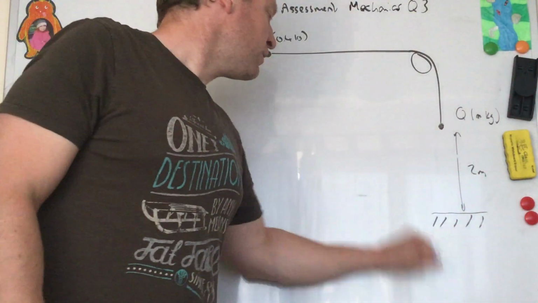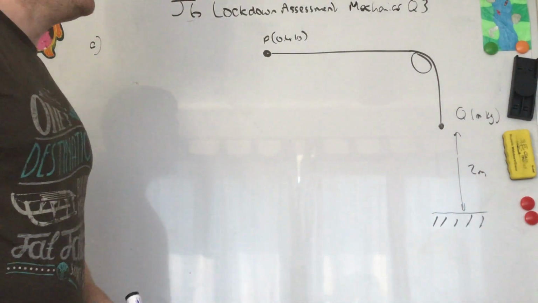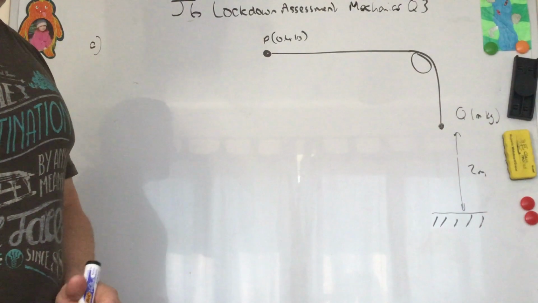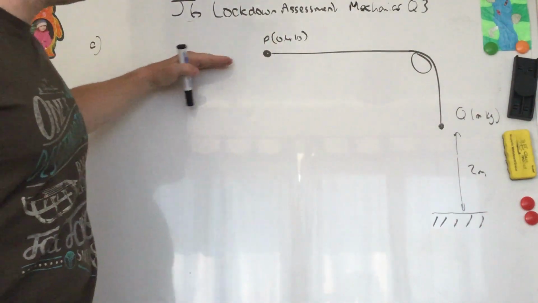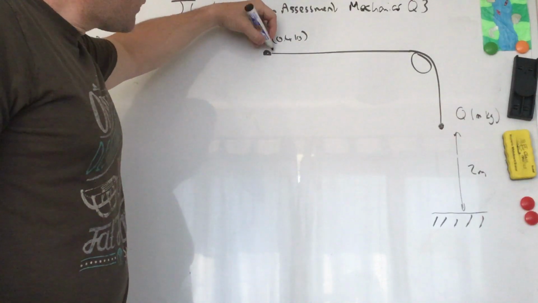Okay, question 3, quite a nice pulley question as they go. It caused a little bit of confusion with some people, so it's worth blasting through it. So P's got a mass of 0.4 kilograms and it's sitting on a table. It's a rough horizontal table, so there's going to be some friction, which they tell us about.